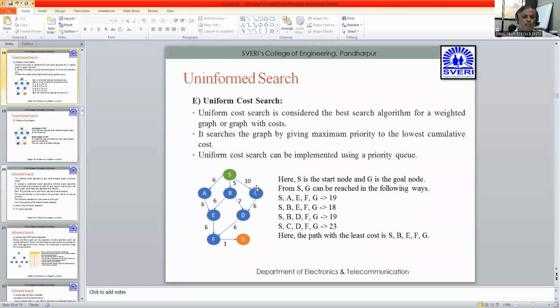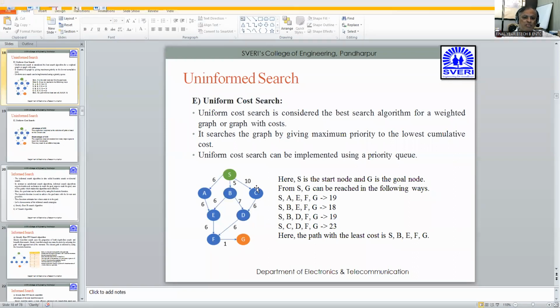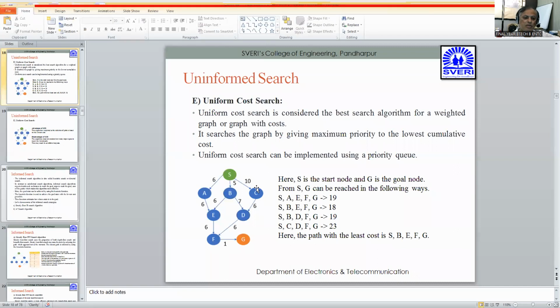राइट? इसका मतलब द यूनिफॉर्म कॉस्ट सर्च इज कंसिडर्ड टू बी एज अ बेस्ट सर्च फॉर वेटेड ग्राफ. यानी जिस ग्राफ में वेट की वैल्यूज होगी या ग्राफ विथ कॉस्ट दिया होगा, उस जगह पर यूनिफॉर्म कॉस्ट सर्च बहुत काम करता है, बहुत इजीली काम करता है. बराबर? सो दैट मीन्स किसे प्रायोरिटी दी जाएगी? सो इट विल बी गिविंग द मैक्सिमम प्रायोरिटी टू द लोएस्ट क्यूमुलेटिव कॉस्ट. यानी कि जिसका लो वेट होगा उसको पहली प्रायोरिटी दी जाएगी, है ना? तो पाथ भी हमको मिलना चाहिए, लोएस्ट पाथ. तो वो पाथ कैसे देगा?